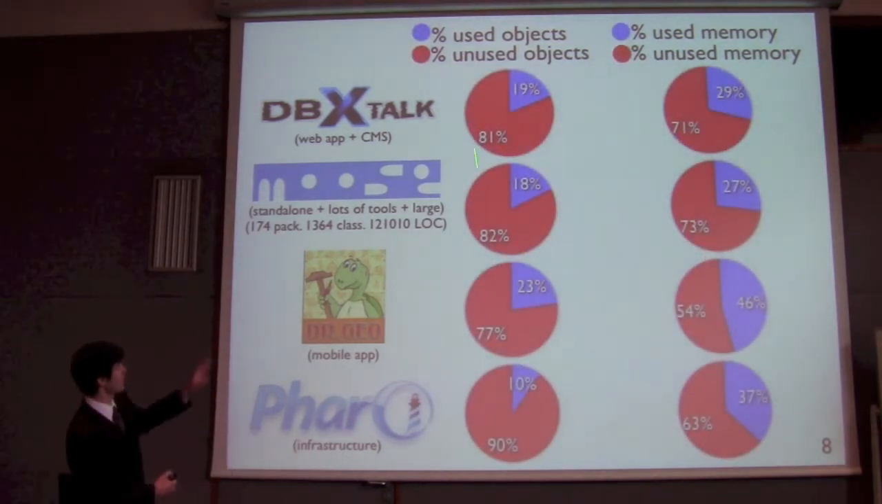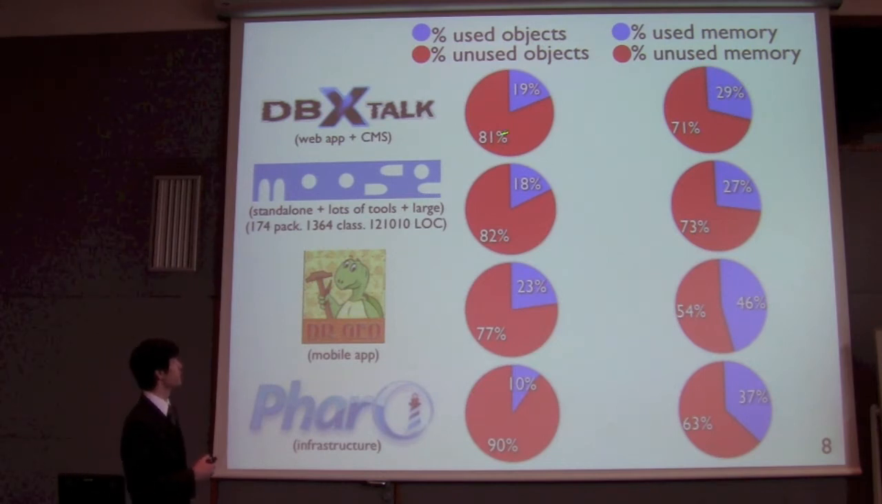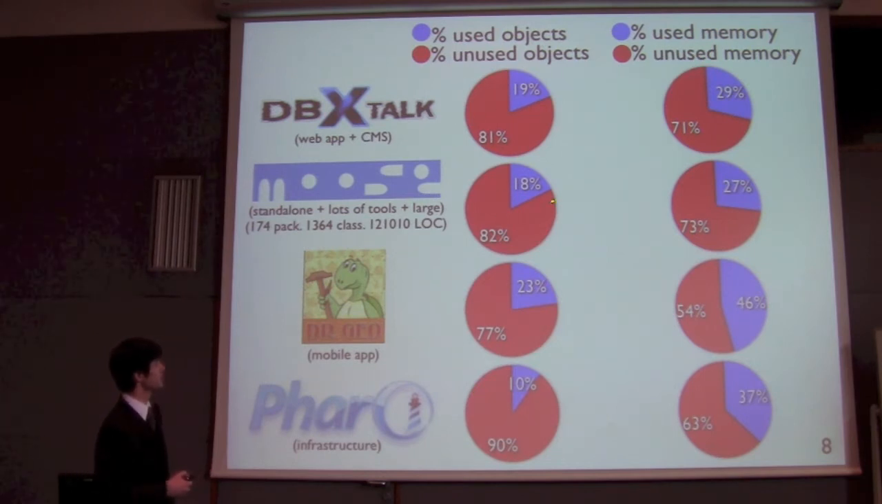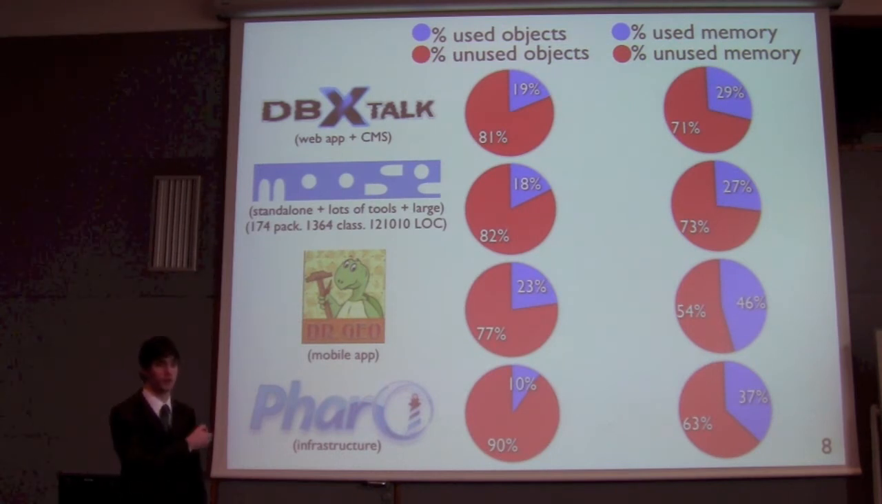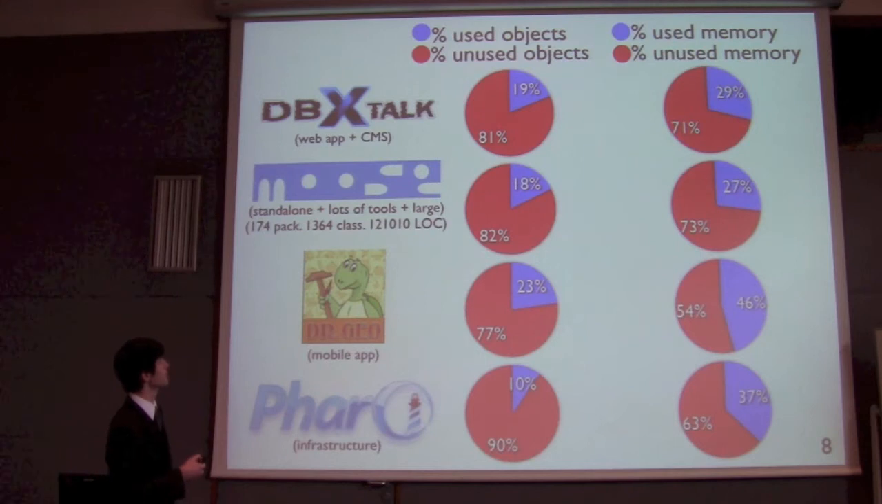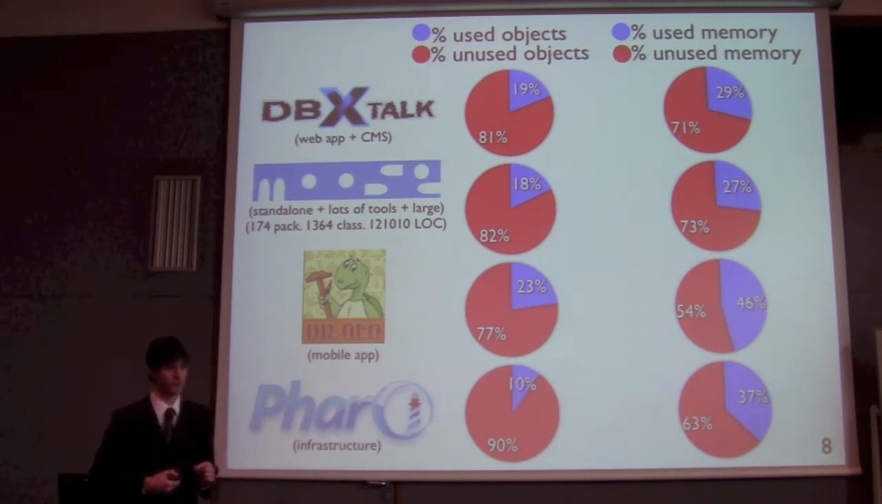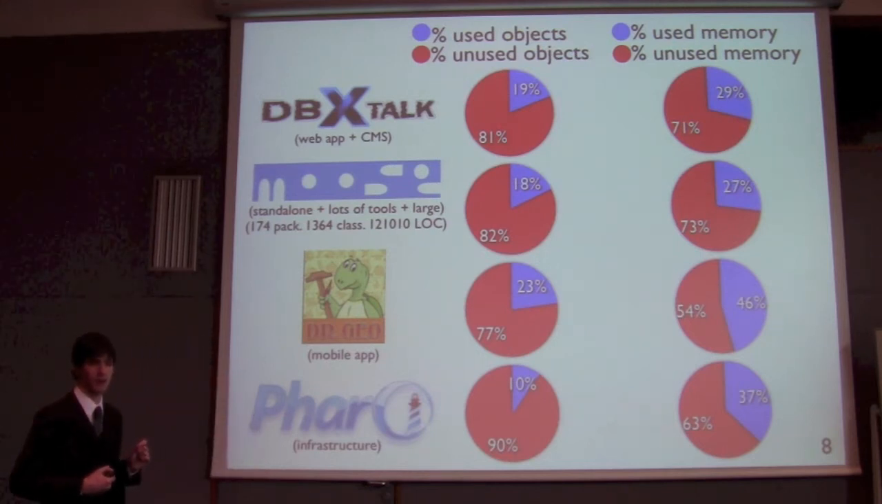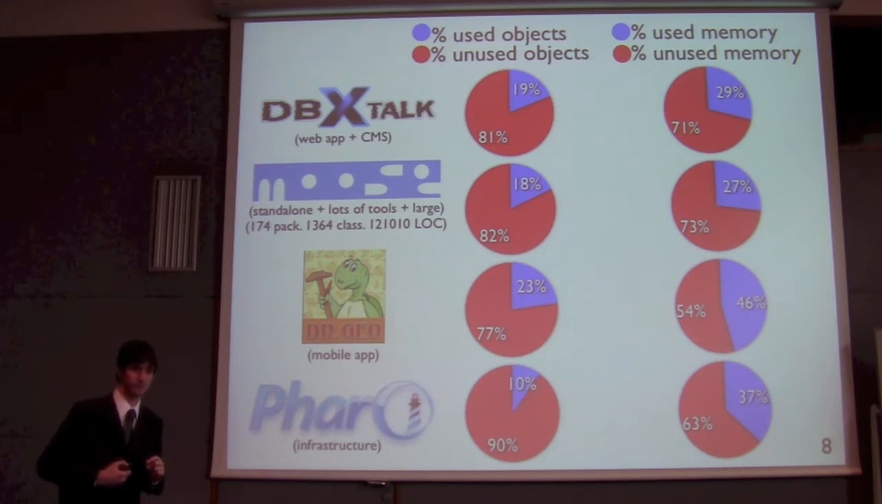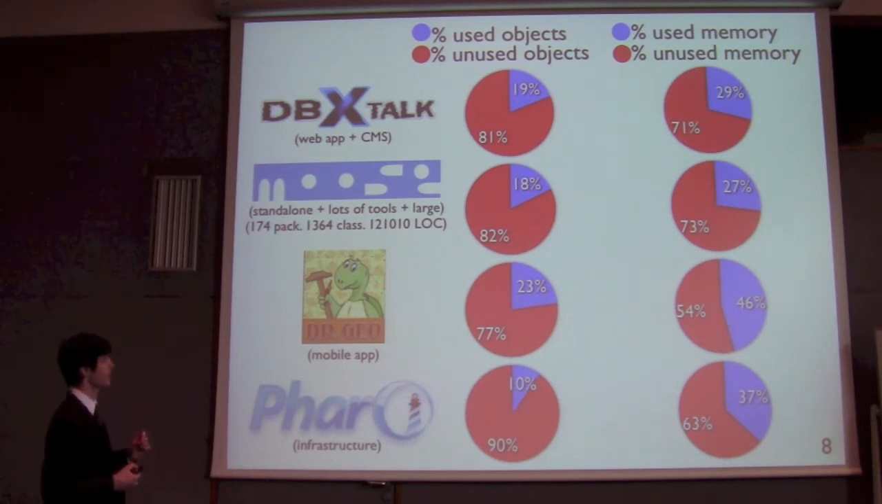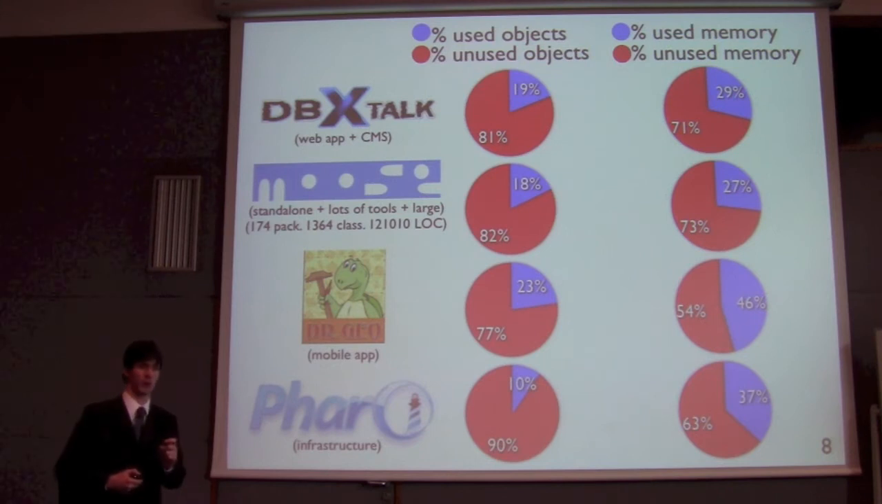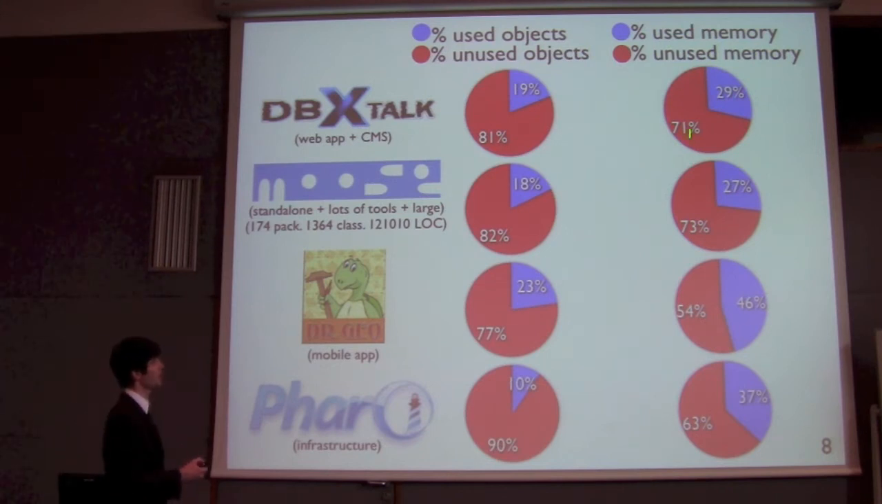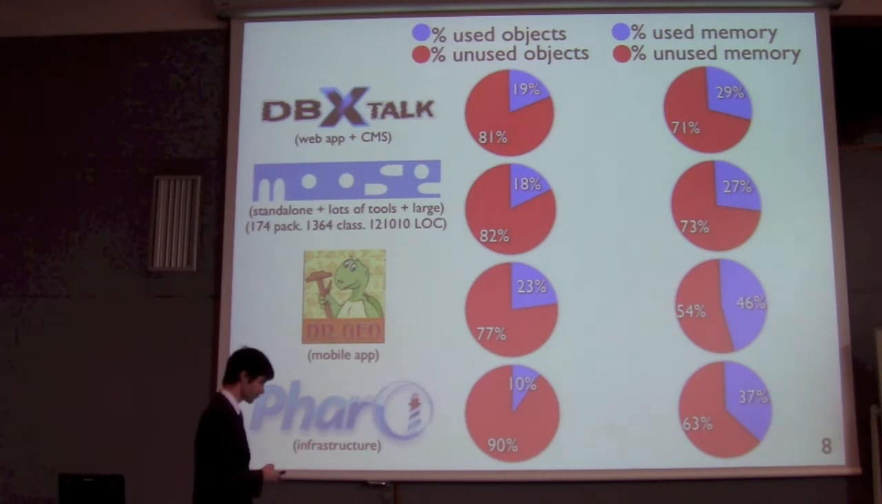So the result I get is the following. First, let's concentrate on the left side. So the red parts represent the percentage of unused objects during the execution and the run of these applications. And the blue represent the percentage of used objects. Now, different objects represent different amounts of memory. So the other question is, okay, these unused objects, how much memory do they represent? So as we can see also, most of the memory is represented by unused memory.